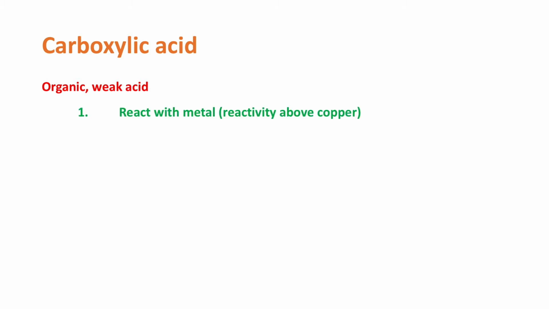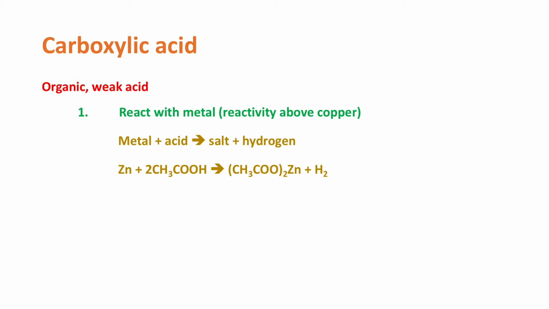For the reactions of carboxylic acid, first, we should recall that it is an organic weak acid. That means all acid reactions you have ever learned in the acid and base section are valid. For example, acid reacts with metal to form salt and hydrogen. Let's recall that only metal with reactivity higher than copper can form hydrogen here. And this is one of the reactions.